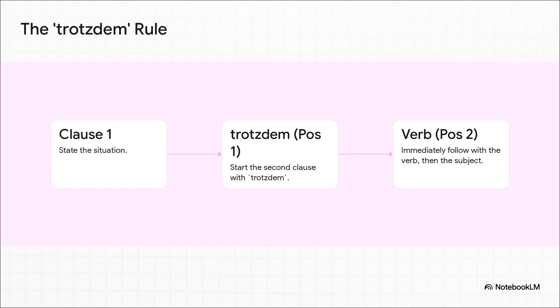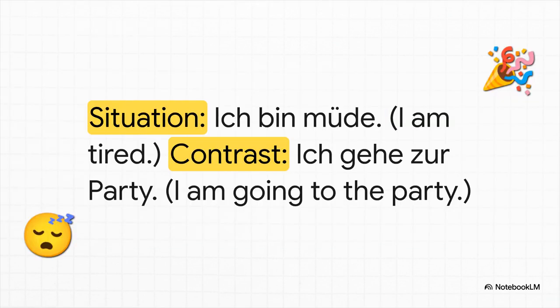Look at the rule. It's the exact same one. You state your situation, then you start the next part with trotzdem in position 1, and, you guessed it, you immediately follow it with the verb in position 2. The underlying logic doesn't change at all. So, here's our new setup.